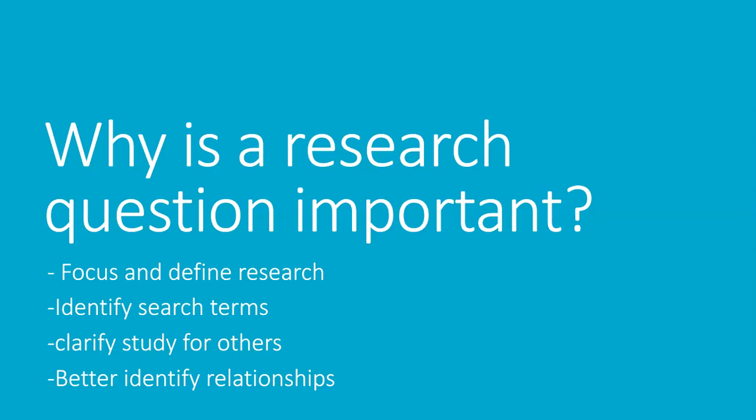It also helps us to identify our search terms when we go to do a literature review. So, for example, you can take the different elements of the research question, and you can use those as your specific search terms to make sure that you're getting the exact literature that's going to be most relevant to your research question and whatever outcomes you're looking to create. It also helps to clarify what you're studying for others, and it allows us to better identify relationships, whether it's cause or effect or correlation between different aspects of your research question. And that, in summary, is how you would formulate your research question in your research problem.